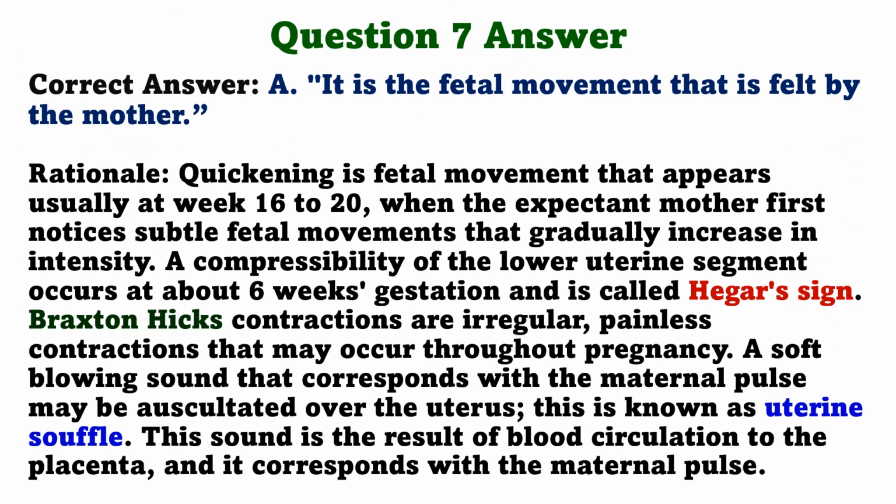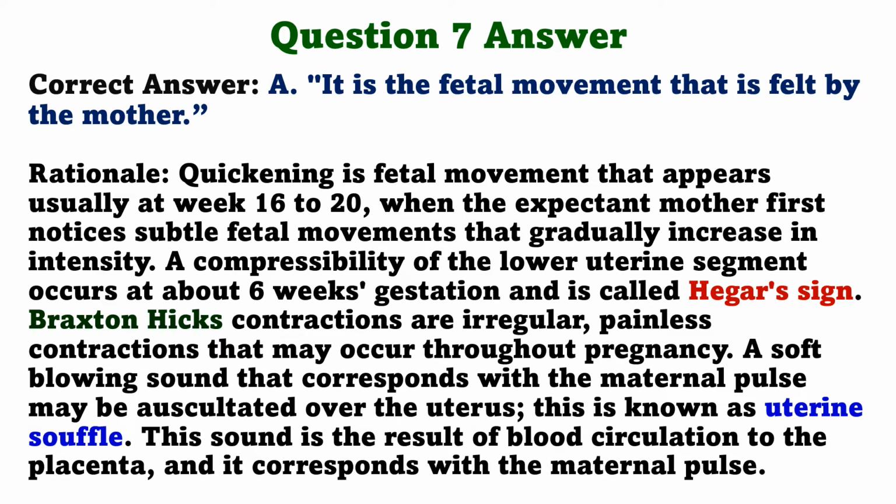The correct answer is A. It is the fetal movement that is felt by the mother. Rationale: quickening is fetal movement that appears, usually at week 16 to 20, when the expectant mother first notices subtle fetal movements that gradually increase in intensity. Compressibility of the lower uterine segment occurs at about 6 weeks gestation and is called Hegar's sign.